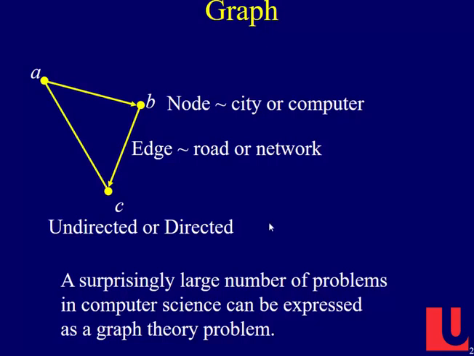So what is a graph? It's a bunch of nodes and edges, and the edges could be directed or undirected, right? I heard it once said that every problem in computer science can be expressed as a graph theory problem. I think that's an exaggeration, but it's certainly useful, right?